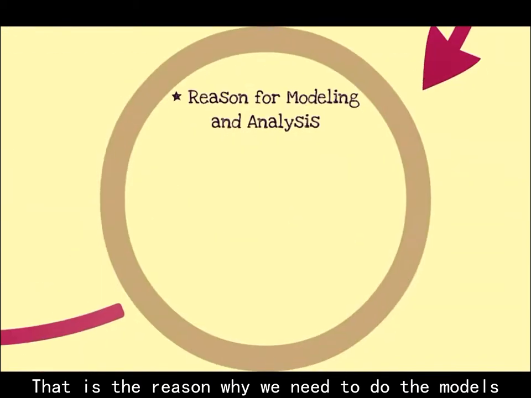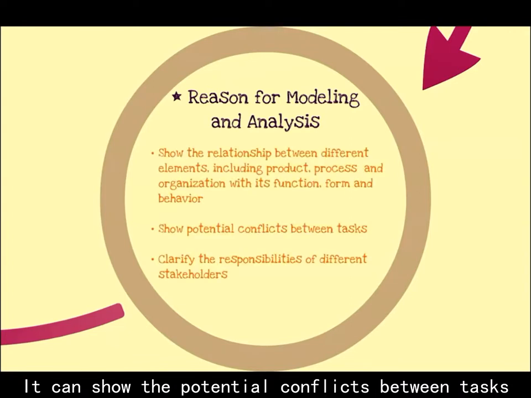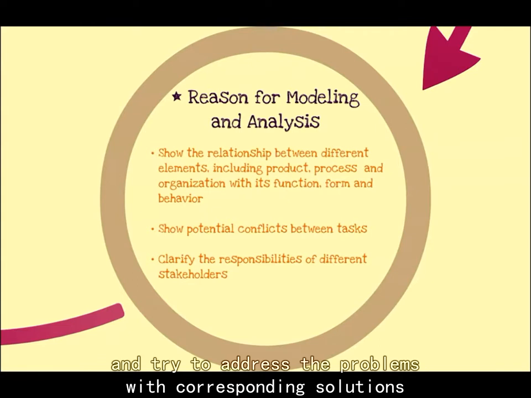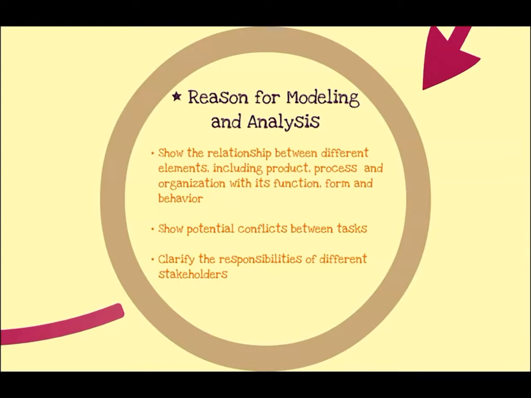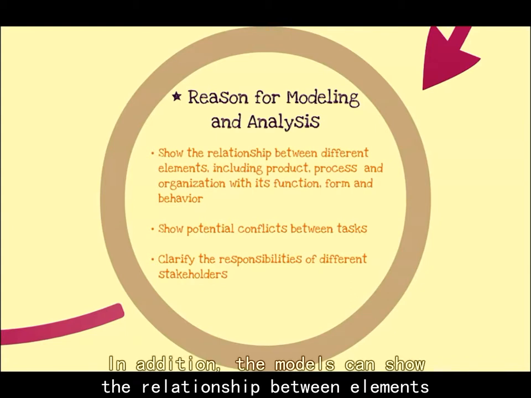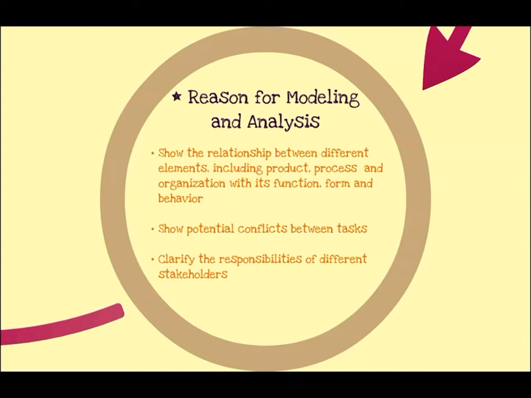This is the reason why we need to do the models. It can show the potential conflicts between tasks and try to address the problems with corresponding solutions. One way the models can help is to clarify the responsibilities of various stakeholders. In addition, the model can show the relationship between different elements, including product, process, and organization with its function, form, and behavior.